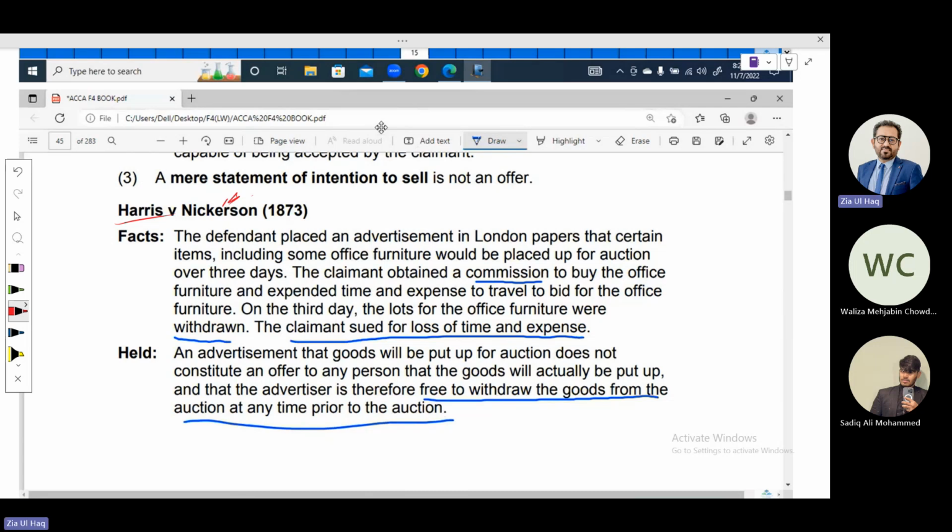But the court decided that an advertisement that goods will be put up for auction does not constitute an offer to any person. The goods will not necessarily actually be put up, and the advertiser is therefore free to withdraw the goods from the auction at any time prior to the auction, because that advertisement for auction is not an offer. This is an invitation to treat. If you have moved over there to attend the auction, this doesn't mean you have accepted any offer, because an advertisement for auction is not an offer. This is an invitation to treat.